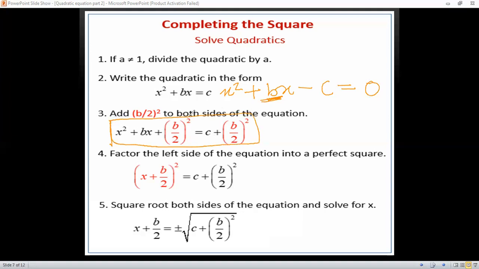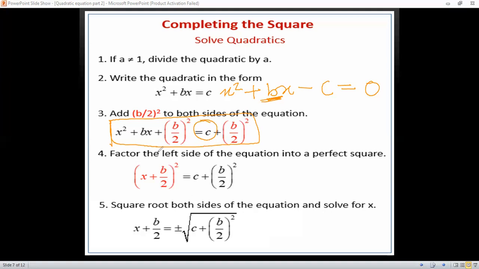You can add and subtract (b upon 2) square on the left hand side, or you can add (b by 2) square on both sides if c is on the right hand side of the equation. Then factor the left side of the equation into a perfect square. (x plus b by 2) square is equal to c plus (b by 2) square. Square root both sides of the equation and solve for x. So in this method, you can easily find the roots of the quadratic equation.